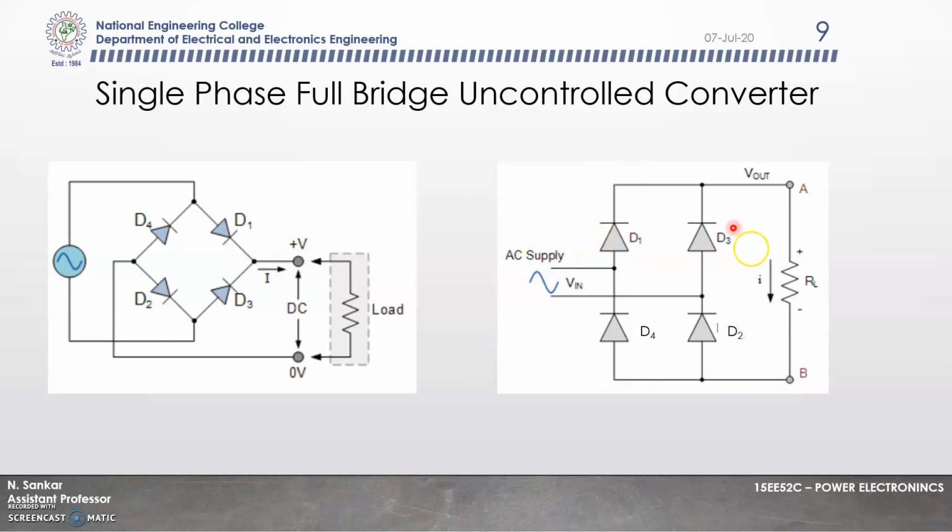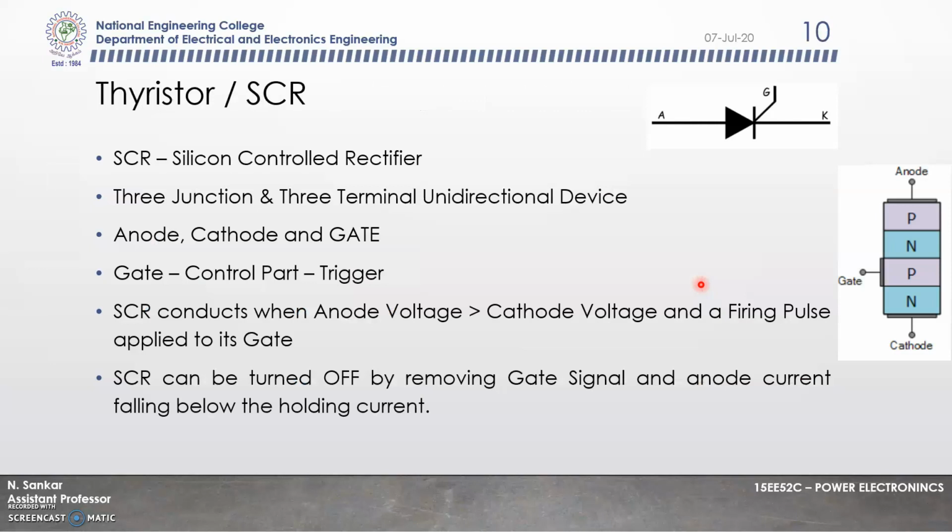Why we are going for this connection is for a better understanding of the next topic, that is the controlled converter. That's why I'm introducing this topology, and we will follow the same for upcoming slides. Before that, we already know about the diode and its working. For the controlled converter, we will mainly use the thyristor, so let's see an introduction to the thyristor.